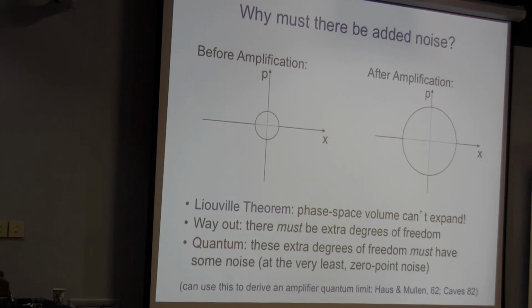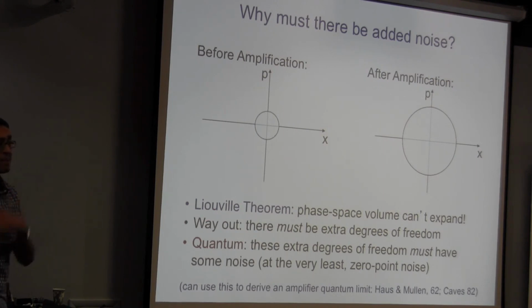So what's the way out? The way out is I need extra degrees of freedom in the problem. Extra degrees of freedom such that there are other regions in phase space where, while this expansion is going on, I have some contraction going on in these extra degrees of freedom, such that Liouville's theorem isn't violated. Okay, so to get this kind of amplification to occur, we need extra degrees of freedom.